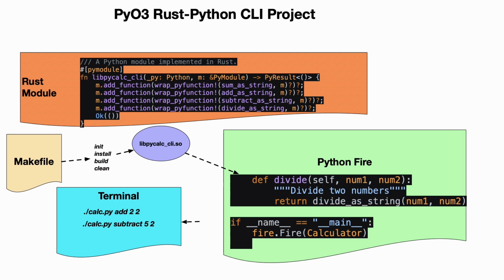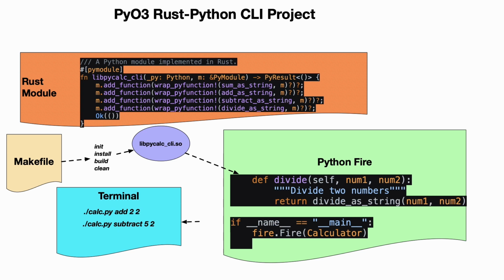Here's a PyO3 Rust Python CLI project that shows the diagram of how this would work in the real world. First up, you would build the parts that you need to build in Rust. In this case, it could be the computations. So this could be anything from using third-party libraries or doing MLOps code or doing some kind of custom algorithm that would be really efficient in Rust.